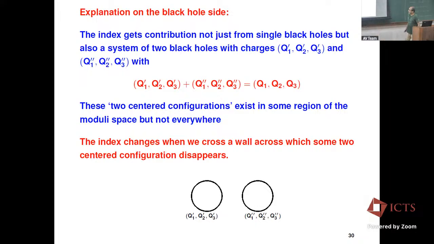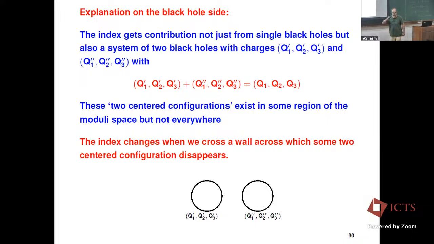These two-centered configurations turn out to exist in some region of the moduli space, but not everywhere. As you move in the moduli space, as you change the parameters of the theory, the configuration that actually contributes to the index has a fixed distance, because you have to make sure that the electrostatic repulsion balances the gravitational attraction. That fixes the distance between these two black holes.